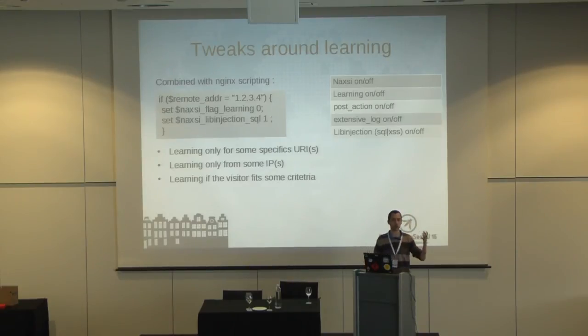You can say, okay, I'm going to enable Naxsi just for this specific page, or I'm going to turn on learning for everyone except this IP, or for everyone except people from this country. So it's kind of a Swiss knife. It means it has very simple functionalities. However, you can easily interact with it using NGINX scripting.